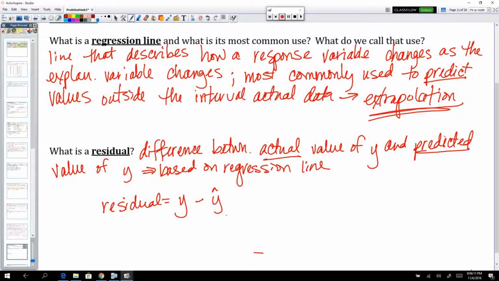That right here, let me change colors a bit here, this is called a hat. So we say y hat. So y, that's actual data, and y hat is predicted data. We always take actual minus predicted, and residual does have a sign. It's either positive or negative. So it matters that you take actual and subtract y hat or y predicted.